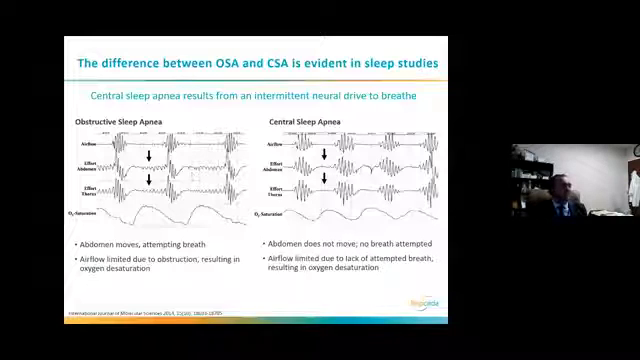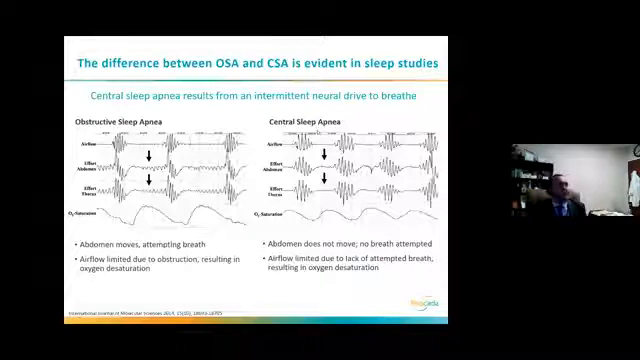The tongue falls in the back of the throat, and as you can see here, these are measurements of the airflow, and then there's a pause. Then these movements here are the abdomen movements attempting to take a breath. However, because the airway is obstructed, it is impossible, and this results in desaturation, or a decrease in the oxygen saturation. And once it's critical, you wake up and start breathing again.